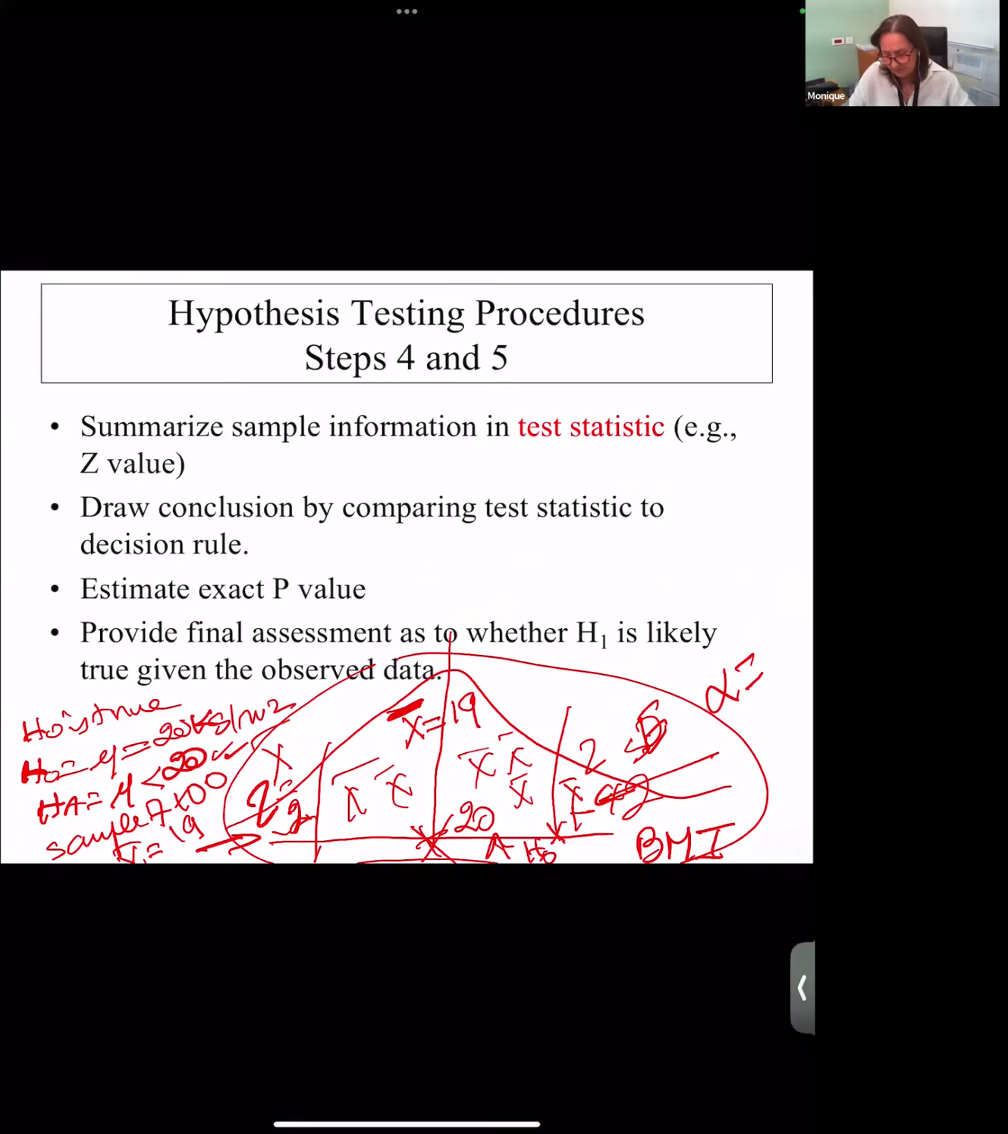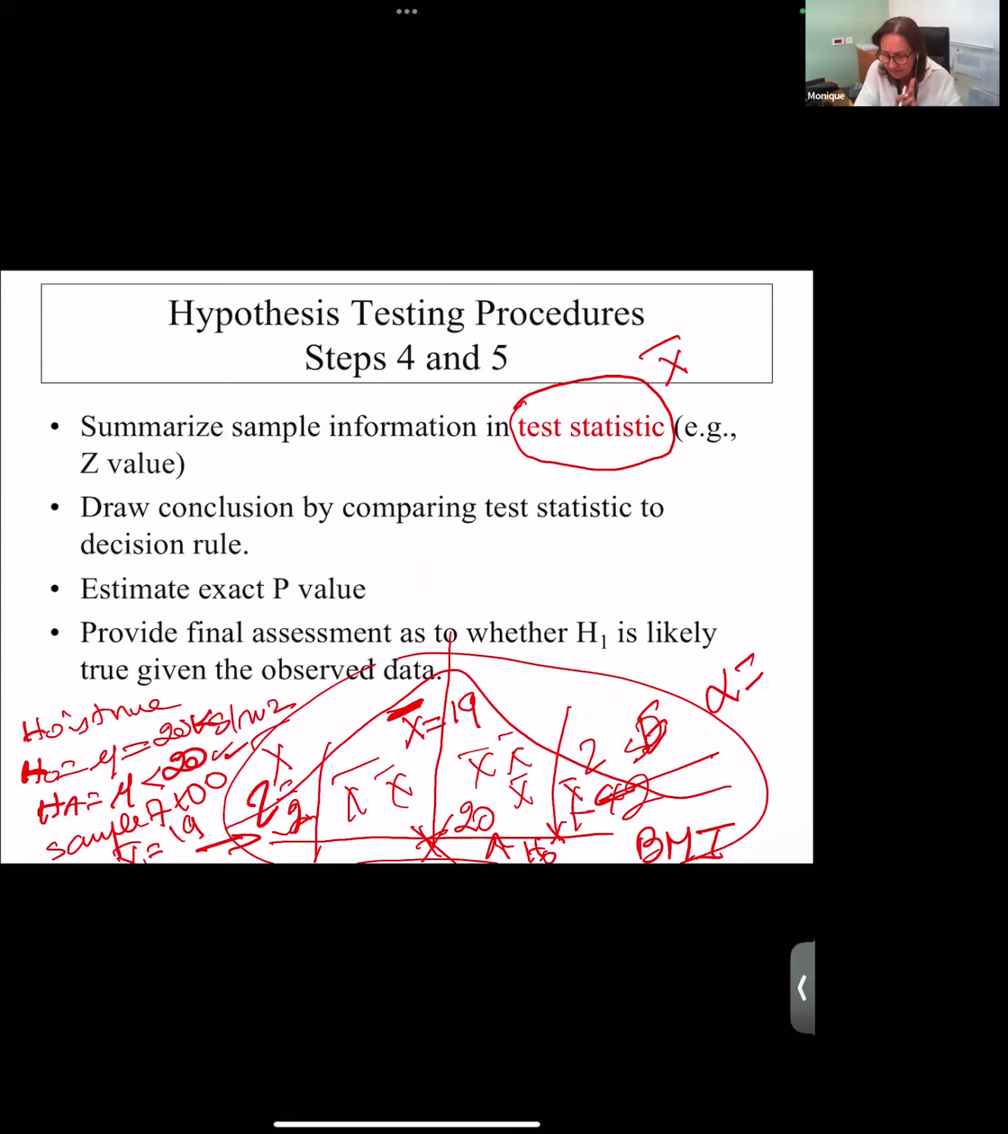So what do we do in step 4 and 5? I summarize the sample in 4. So I do a test statistic now, and I only computed X bar. Now I do a test statistic. We'll see what test statistic is needed for this one.